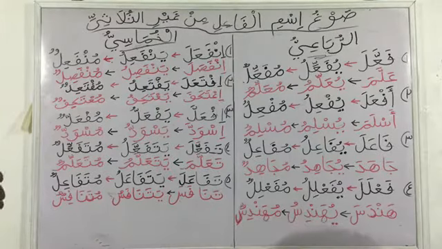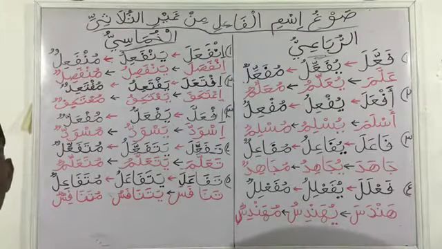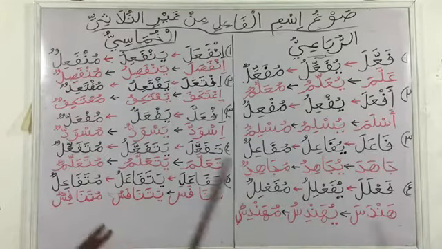So an example there is what? Tazalzala. It vibrated, it shook violently. Yatazalzalu. It is shaking violently. Mutazalzil. Something that is shaking violently. So those are the examples we have for us under the ruba'i and the khumasi.